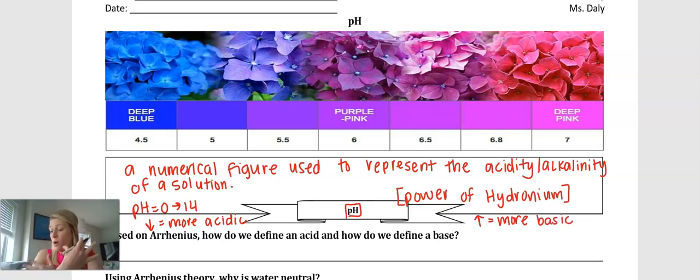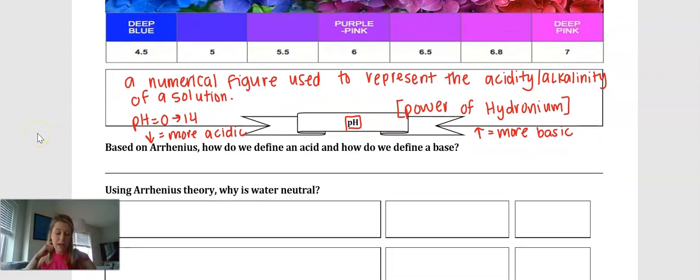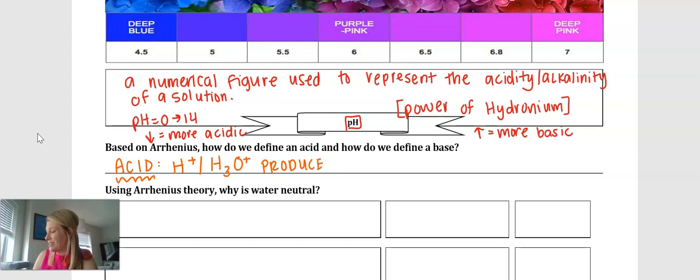All right, before we dig a little more into pH, I want to quickly talk about Arrhenius acid-base theory, and we're going to tie in Le Chatelier's principle to this. So based on the Arrhenius theory, how do we define an acid and how do we define a base? Remember, Arrhenius relies heavily on H and OH production in solution. If I have an acid, that means I am producing H plus or H3O plus. Remember, we use those interchangeably. Acids produce H plus or H3O plus in solution.